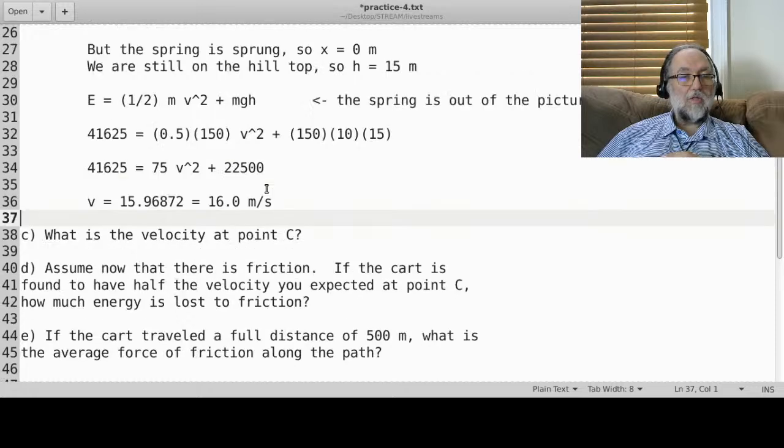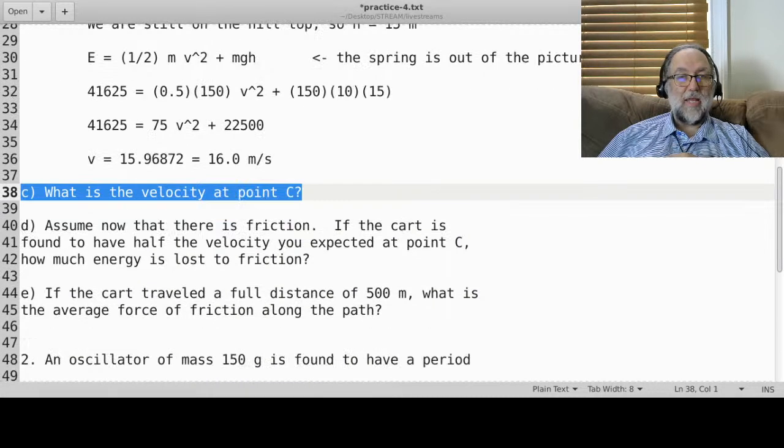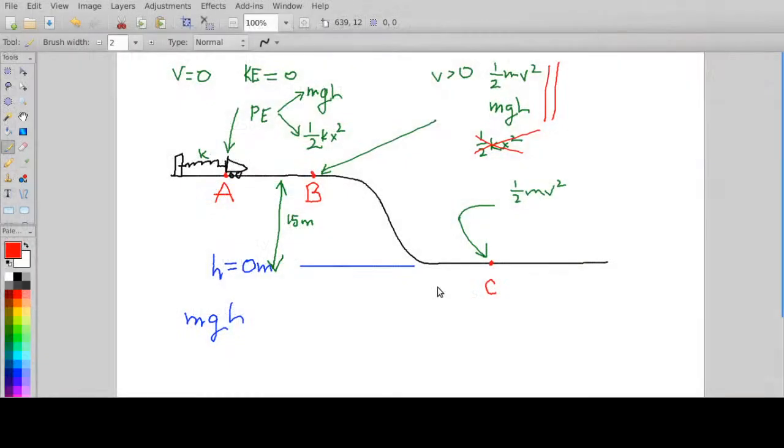Okay. All right, so there's part B, and now I ask, what is the velocity at point C? And let's go back again, just to remind you, at point C, all of the energy was kinetic. It's at ground level, so there's no mgh. The spring has been long out of the picture, so there's no 1/2 kx squared. It's all 1/2 mv squared.